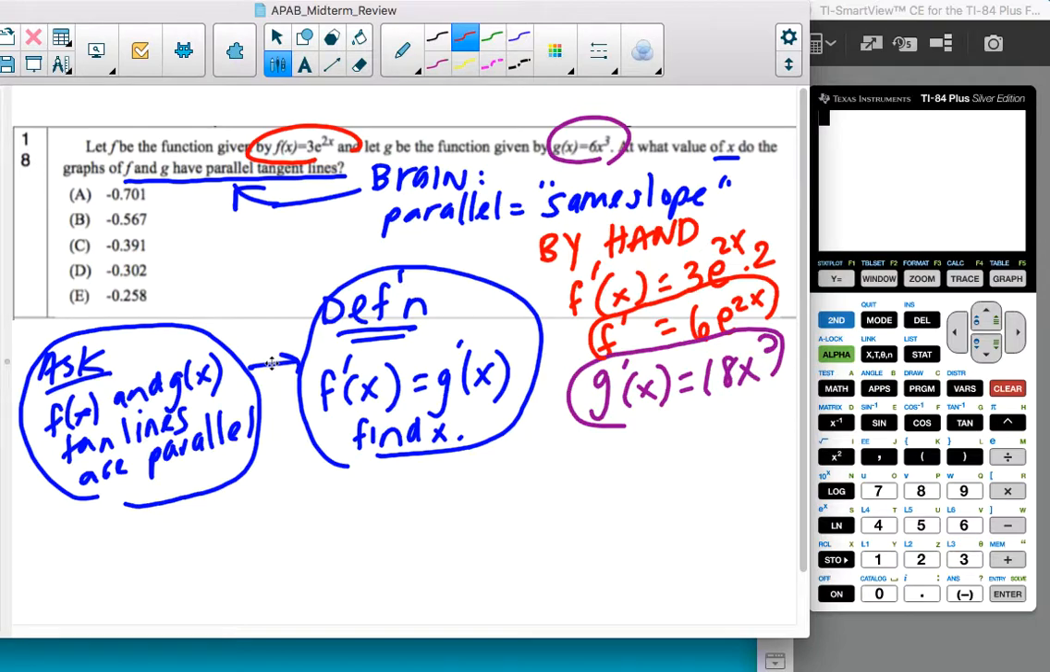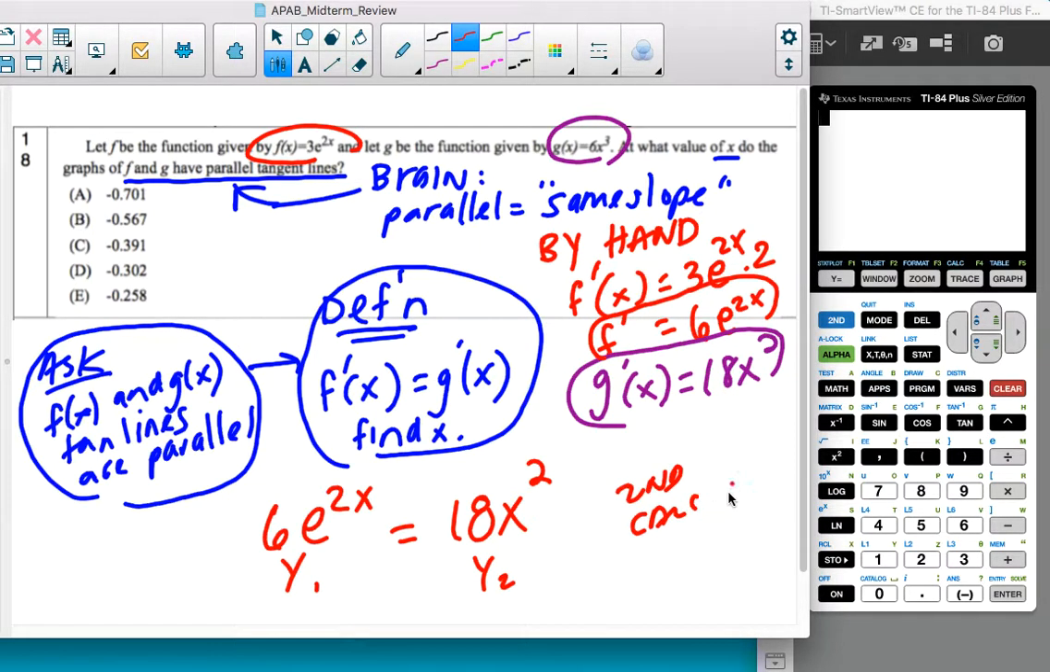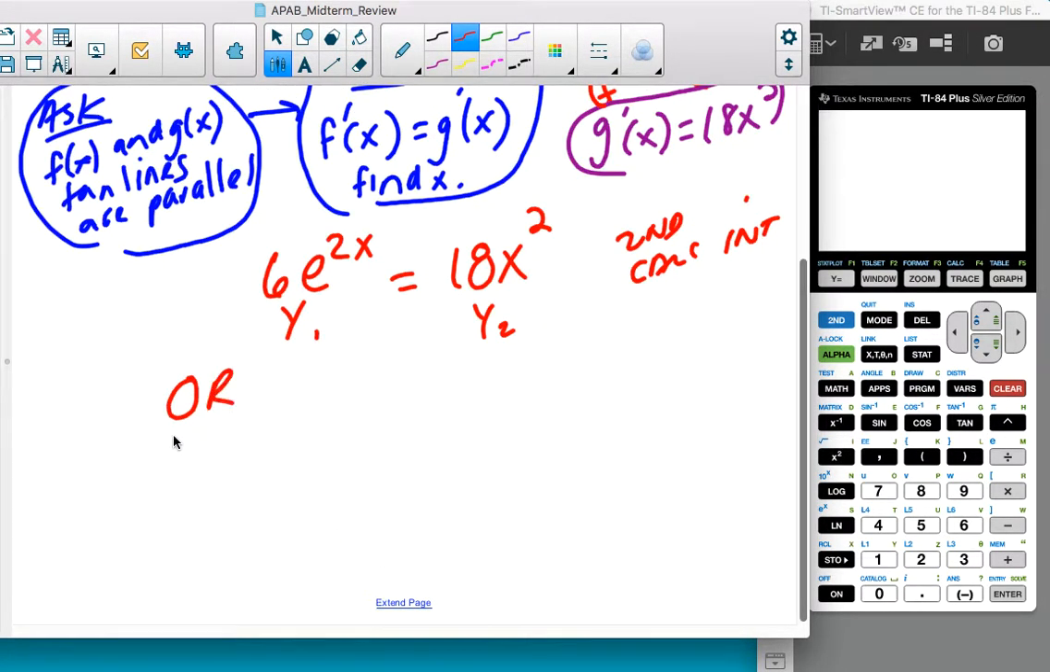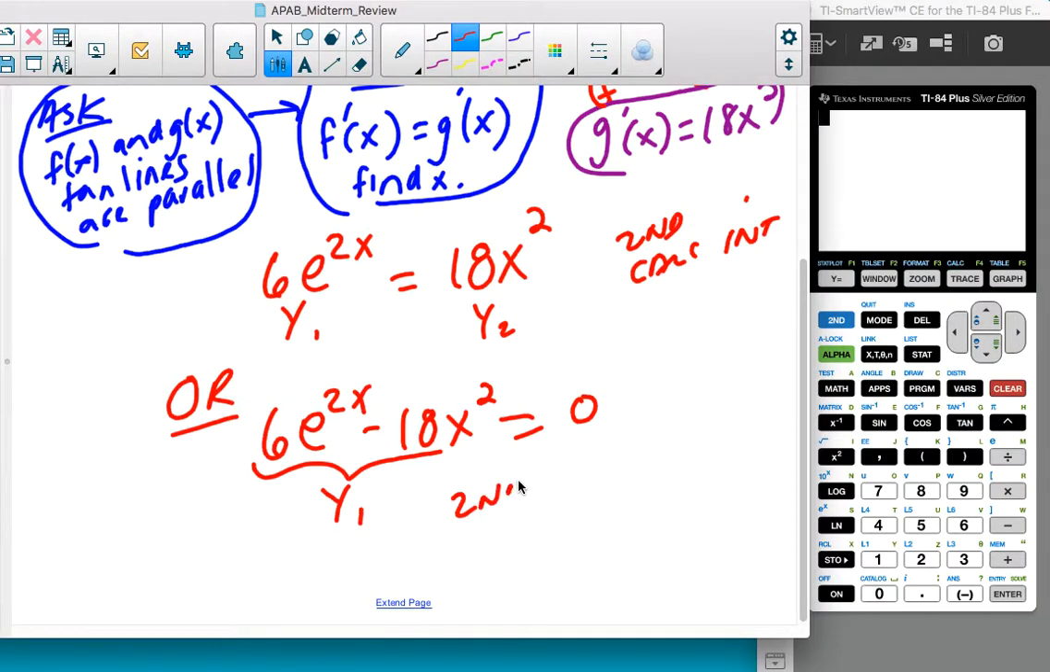Well, it's evident from the choices, if it wasn't already evident just looking at the two of them, that they are not going to be a nice, easy x value. So I want to find when these two things are the same. I can do this either by doing y1 and y2 and doing second calc intersect, which is totally fine. Or I can do this by subtracting one of them over to the other side, for instance the 18x squared, and then doing second calc zero. So I can put this in as y1 and do second calc zero. Either of those options would be totally fine. It really doesn't matter to me which one you pick.